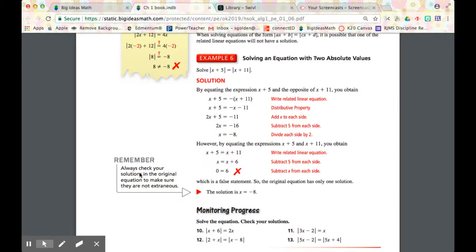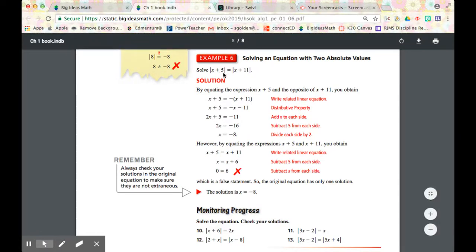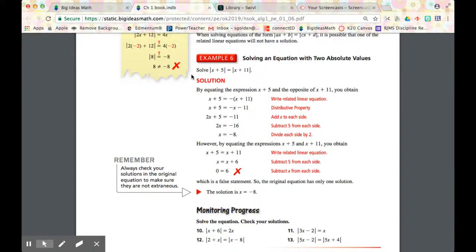Okay, before we work out a problem, we're going to go ahead and look at example 6. So this is just another one of those special cases, but on this one we have absolute value on both sides of the equal sign. So we have the absolute value of x plus 5 equals the absolute value of x plus 11. Okay, so when we split it into two equations, we get x plus 5 equals, well down here's the normal one that we do first, equals x plus 11. Then up here, x plus 5 equals, and we multiply that whole absolute value times a negative. So it becomes negative x minus 11.